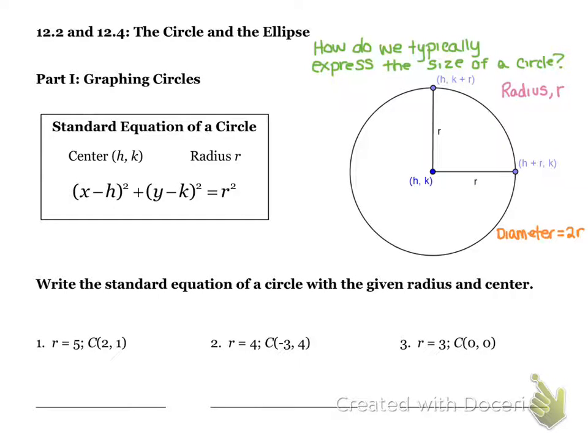So let's practice writing the standard equation of a circle. Okay, so number 1 gives us a radius of 5 and a center of (2, 1). So this center is h and k, and then r is 5. So we have (x minus 2) squared plus (y minus 1) squared is equal to r squared, so we can say 5 squared.